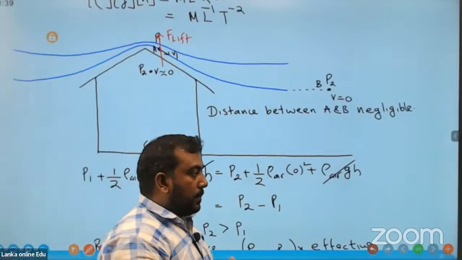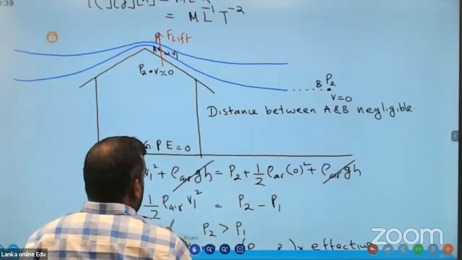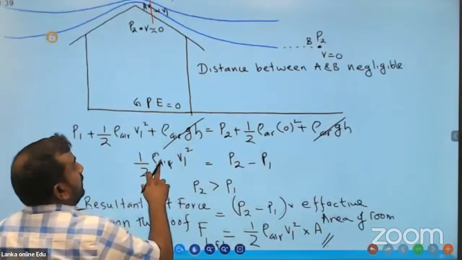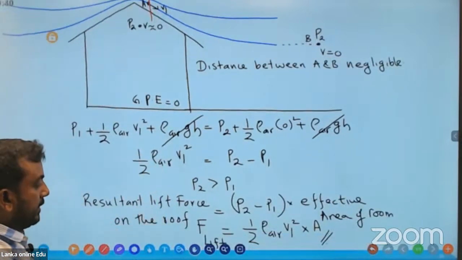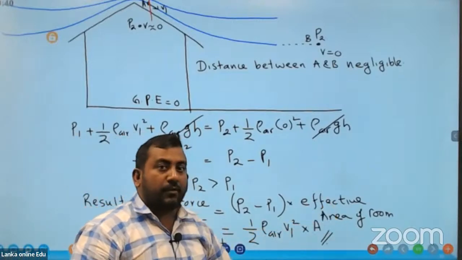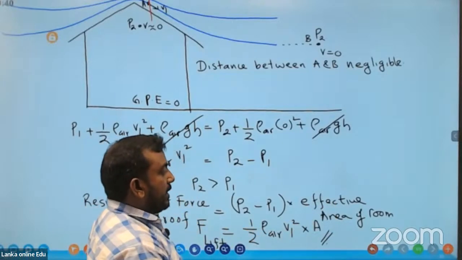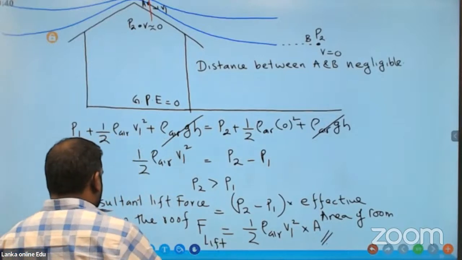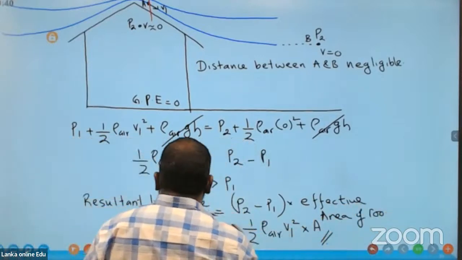Remember, lift force is perpendicularly upwards. You can mark it like that. So from this you can find the lift force is half density of air V1 squared times effective area, the effective area of the roof.